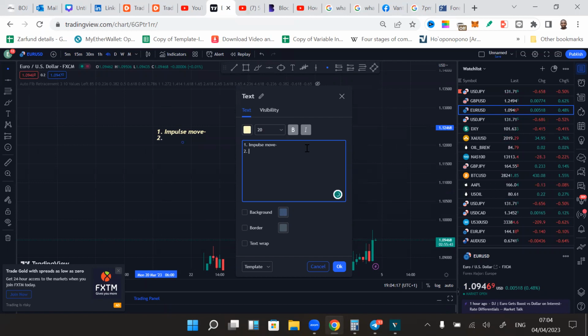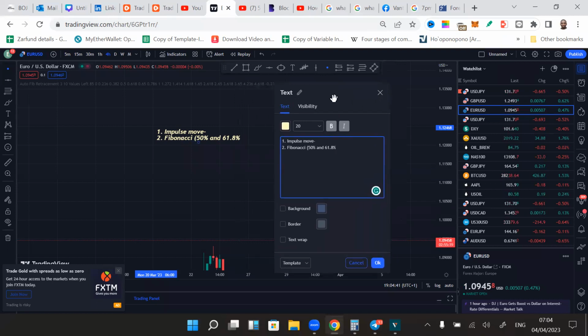Number two, you want to pull out your Fibonacci, and then you want to concentrate on the 50% and 61.8% Fibonacci. If you don't understand that, I will explain a little bit about it. Number one, you want to see an impulse move in a particular direction. Number two, you want to focus on the 50 and the 61.8 Fibonacci. That's what we're going to do on this call.